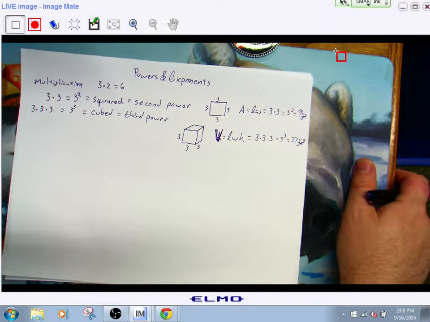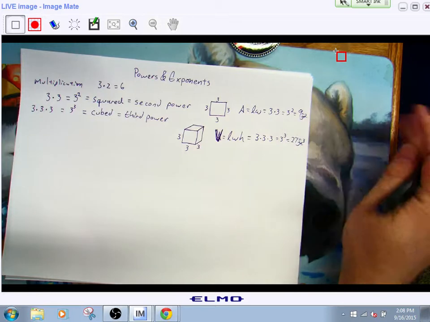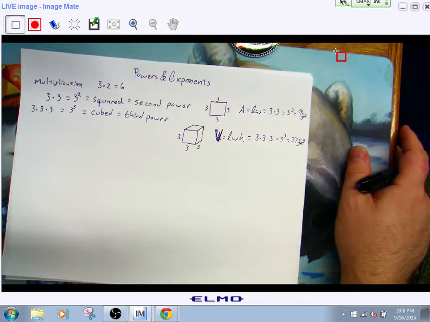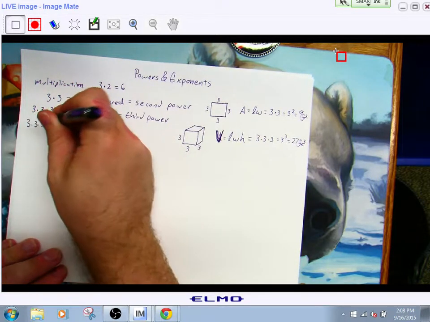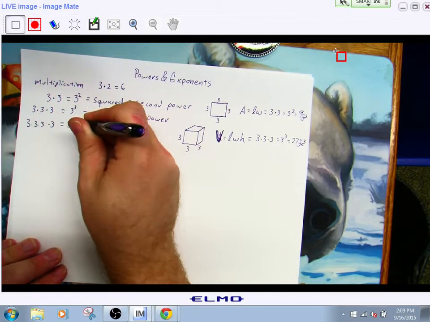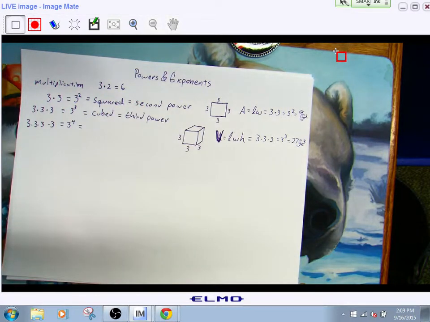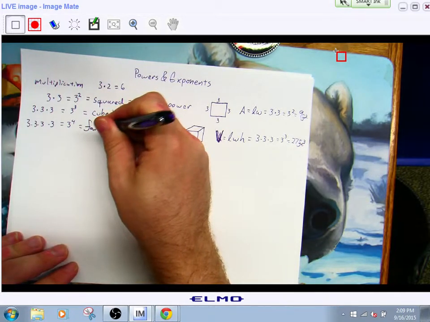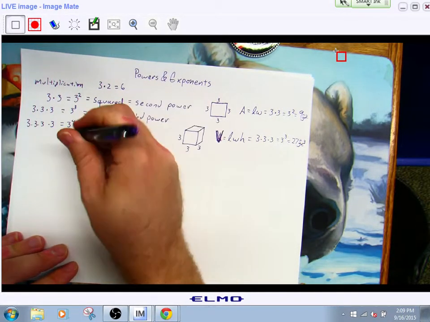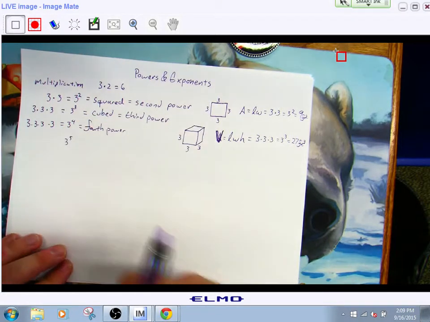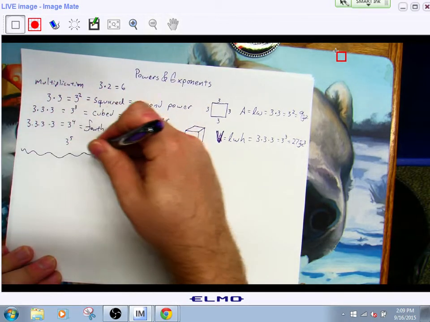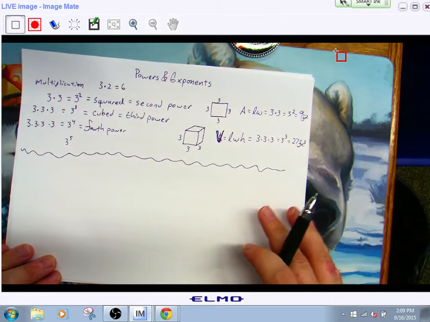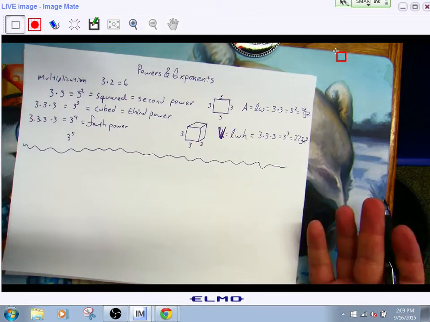Anything to the second power becomes squared because it makes a square. Anything to the third power becomes a cube because it makes a cube. After that, if I do 3 times 3 times 3 times 3, that's 3 to the 4th power. That kind of transcends 3-dimensional space, so we don't really have a name for that, so we just start calling it 4th power. You can imagine from there 5th power, 6th power, etc. When we're talking about algebra, what we care about are variables.